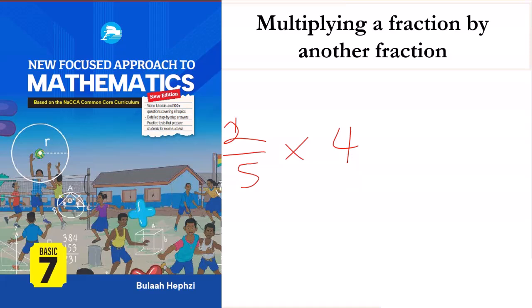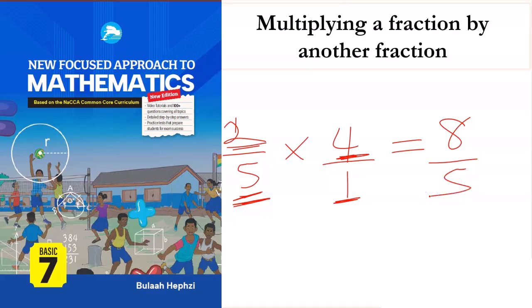And that can be done easily. If I can do cancellation, I do cancellation. If I can multiply the numerators over the denominators, we can do that. This is a whole number and it's over 1. So since I can't divide 5 and 4, I can just multiply 2 times 4, which gives 8, and multiply 5 times 1, which gives 5. So that becomes the answer. This is very cool, right?